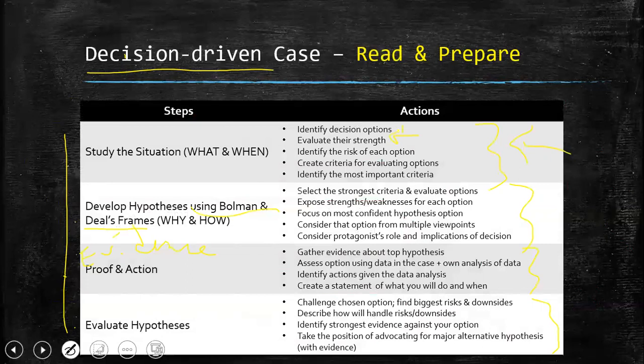Evaluate the strength of those different decision options. You might do that already, sneaking ahead to use Bolman and Deal's 4 frames and thinking about how structurally, from a human resource perspective, a political perspective, or a symbolic perspective, each of those decisions has strengths. Also identify the risks of each of those options. Again, I would suggest using the 4 frames as a way to do that. Create criteria for evaluating each of those options using, shockingly, Bolman and Deal's 4 frames. And then try to identify the most important or most relevant criteria.